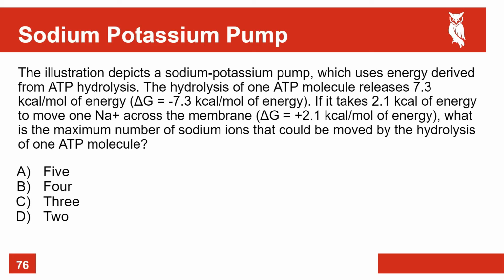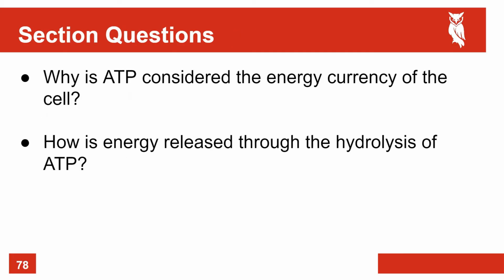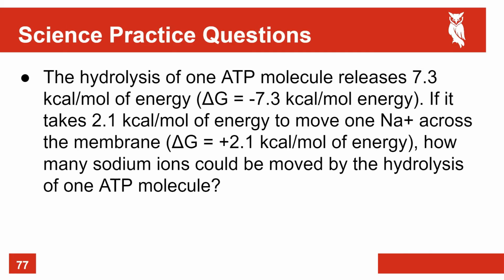Essentially, if it takes 2.1, how many times does 2.1 go into 7.3? 3 times, right? The hydrolysis of 1 ATP releases 7.3 kilocalories of energy. It takes 2.1 kilocalories per sodium ion. And again, it'll get 3 across.